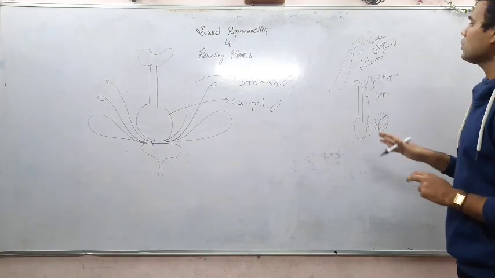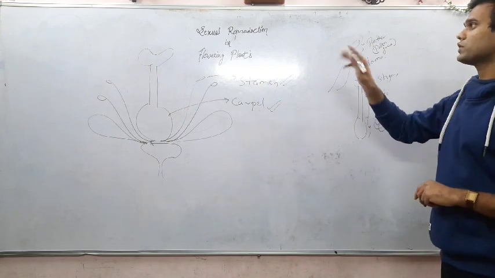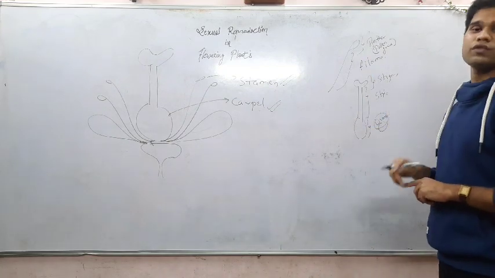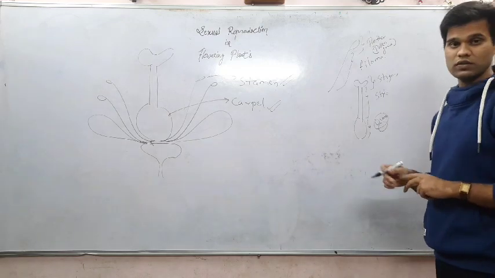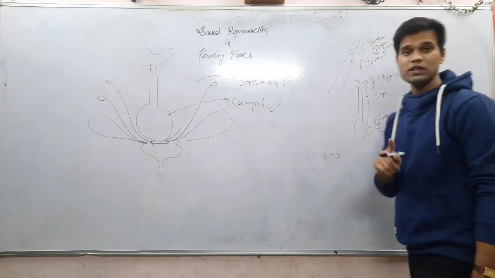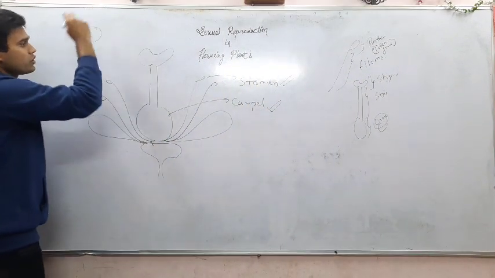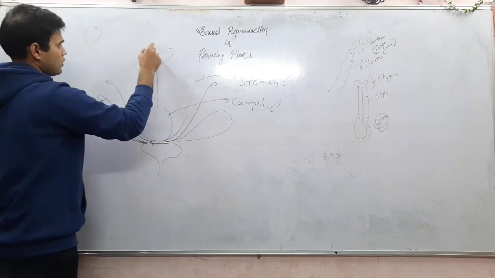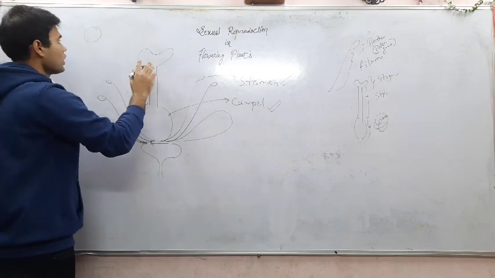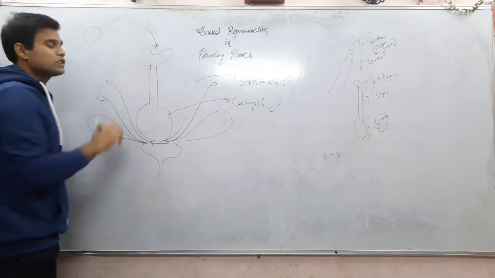Okay. So for sexual reproduction, the male gamete should fuse with the female gamete so that a zygote is formed. For this process, the male gamete present inside the pollen should reach the stigma of another flower or the same flower. And the transfer of pollen is called pollination.